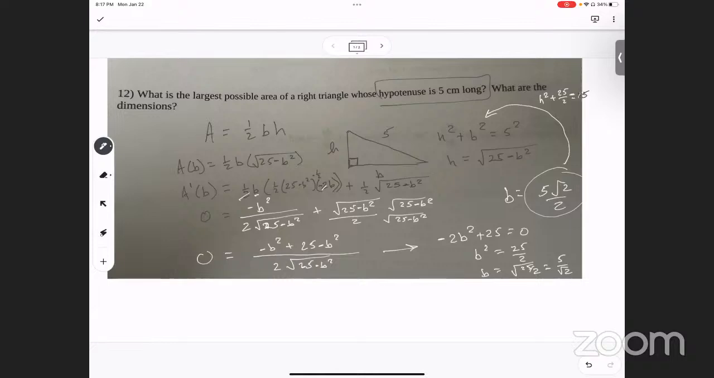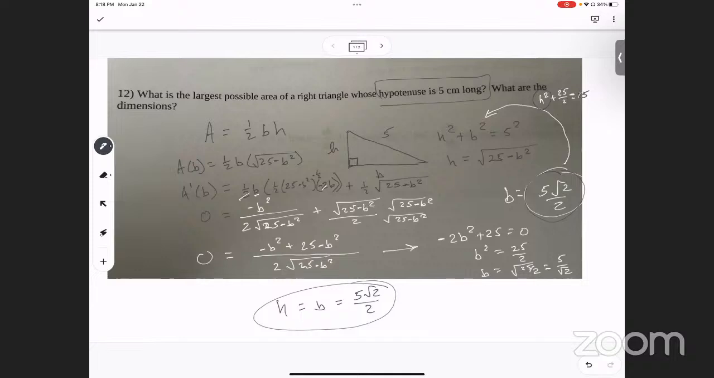So it's the same thing basically. H and B are going to be the same. It's going to be an isosceles. This is going to have to be 25 over 2 as well. H squared has to be 25 over 2, which means H has to be this. So H and B are both the same. H equals B, which equals 5 root 2 over 2. See how we did that?